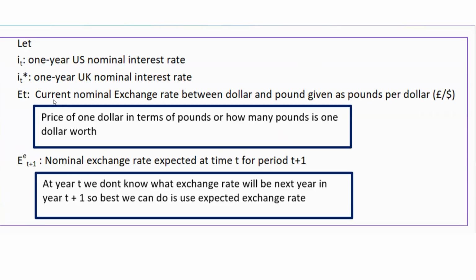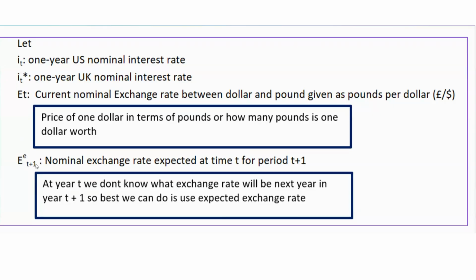And we know the text uses the indirect definition of the nominal exchange rate, which means that it's defined in terms of units of foreign currency, i.e. pounds, from the perspective of the US investor, per unit of domestic currency, i.e. dollar. So the nominal exchange rate, based on the indirect definition, is the price of $1 in terms of pounds, or how many pounds $1 is worth. So E_t is the current nominal exchange rate because we're looking at year t. This is the domestic interest rate, this is the foreign interest rate, and this is the current nominal exchange rate.